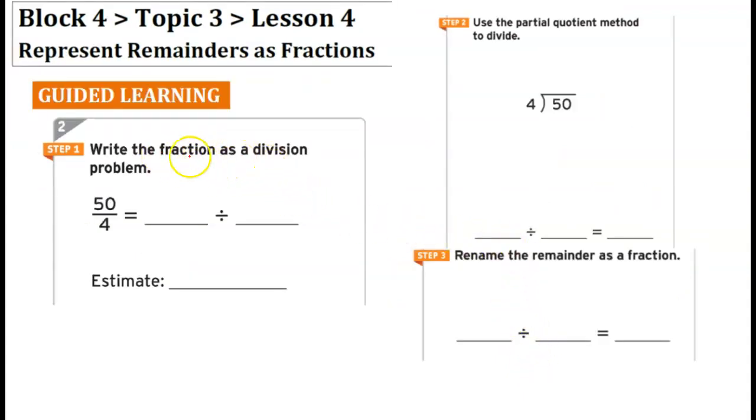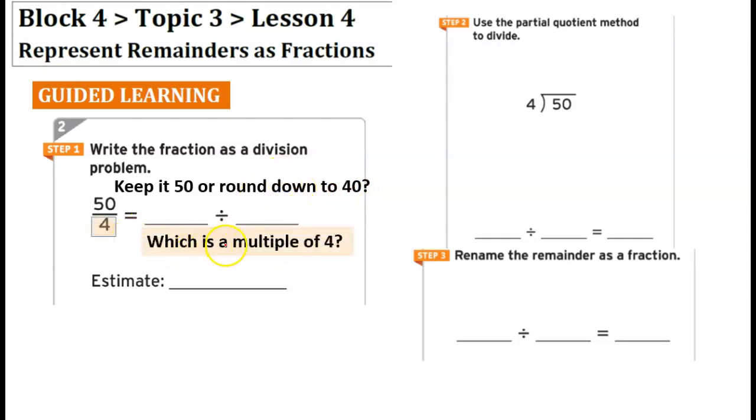So here it says write a fraction as a division problem. Here, are we going to keep it 50 or round down to 40? Keep in mind that I want that to be a multiple of 4. So would that be 4 times 8, 4 times 9, 4 times 10? What would be closest to one of these multiples? 4 times 10, right, would be 40. And my estimate for that is 10. Now, that's right there. I'm going to use this for when we divide.